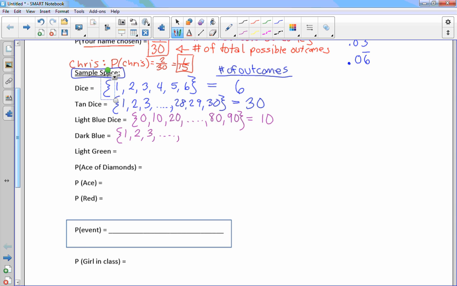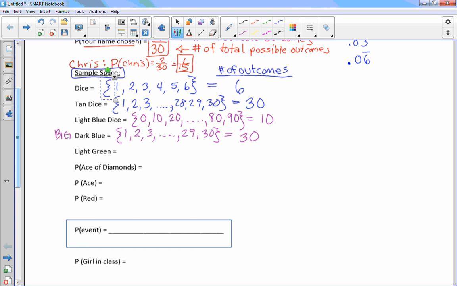Oh, you have a big dark blue. Does anyone have a small dark blue? Okay, Christine, that's yours. So big dark blue: it's 1, 2, 3, all the way to 30. So it looks like that is the exact same as the tan die.